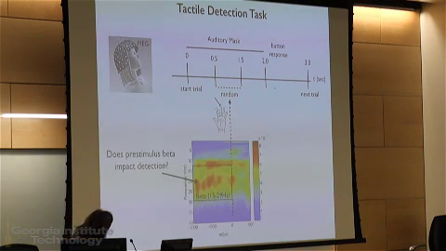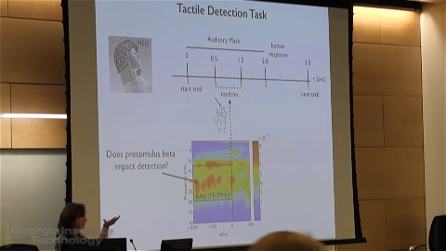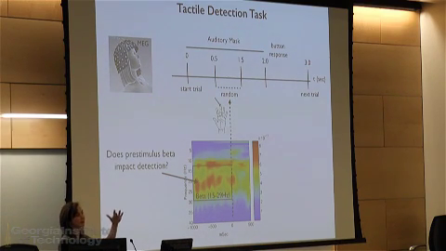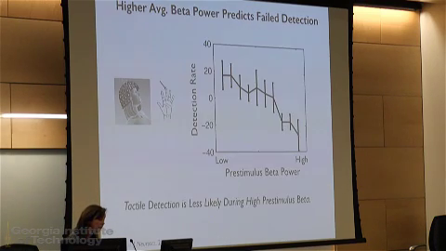And we ask the question, do the beta rhythms in this pre-stimulus period, before that tap comes in, predict whether the subject will feel it or not? And the answer is yes. The beta component in particular was a beautiful predictor of tactile detection, such that if you had more beta power, you were less likely to feel that tap to the finger.